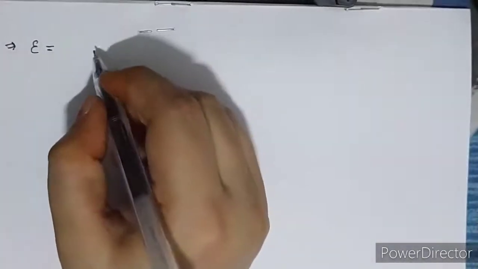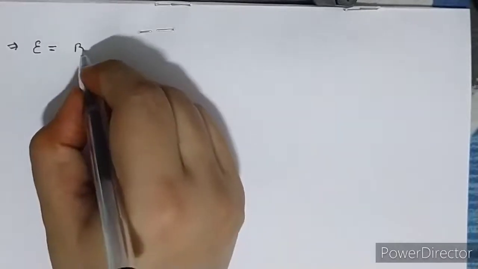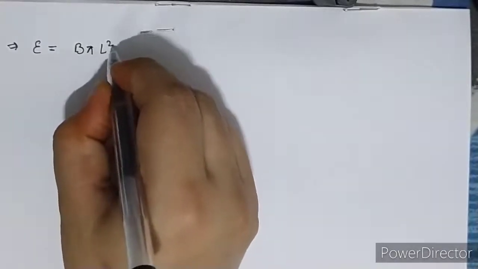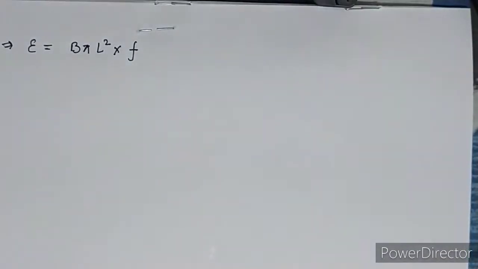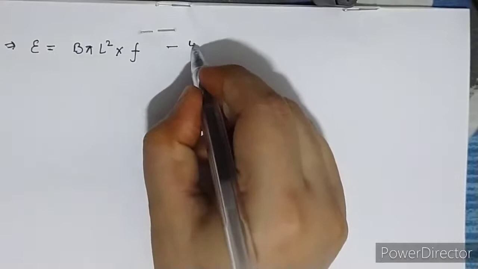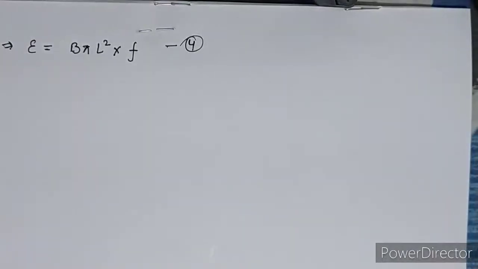Okay, and your new equation will become E is equal to B pi L square into F. Okay, now you know the formula of the area of a circle.